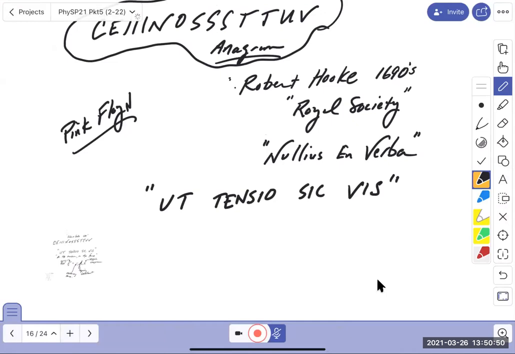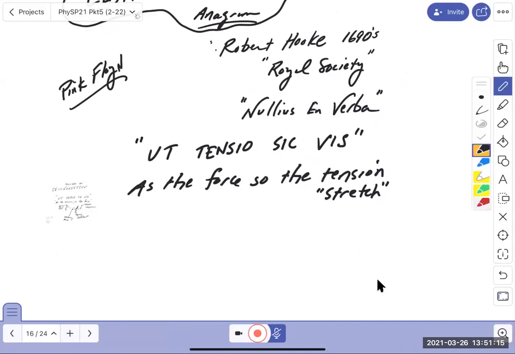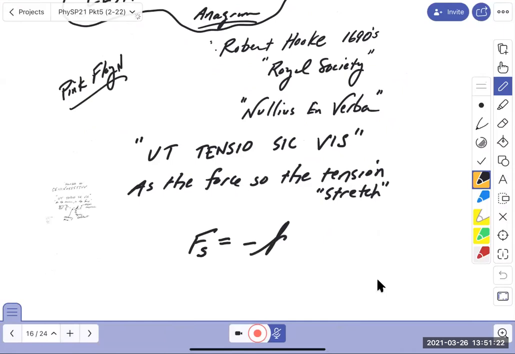This means, there are a couple of ways to interpret this, but it means as the force, so the tension. That's one way of saying it. And sometimes people say, instead of tension, they say stretch. As the force, so the stretch. That's sort of a modern day way of saying Hooke's law. Here's Hooke's law. You go, what does this have to do with duck walking? You'll see. So Hooke's law then is writing it out. We're almost done here. Fs equals negative kx.